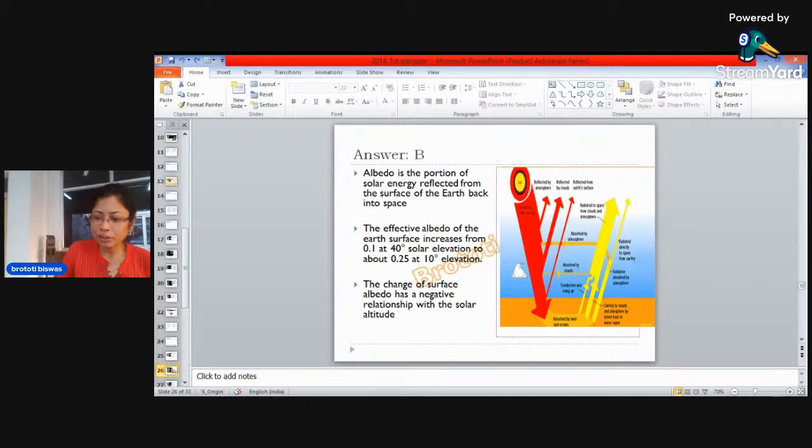So what is albedo? Although I am already on the next slide, on YouTube it is still showing the previous slide. Albedo is that portion of the solar energy coming from the sun that is reflected. As you can see from this diagram, a part of it is reflected by the atmosphere, a part by the clouds, and a part which strikes the earth's surface is reflected by the earth's surface. So albedo is that part of the solar energy which is reflected back to space by the earth's surface, not by the atmosphere, not by the clouds.